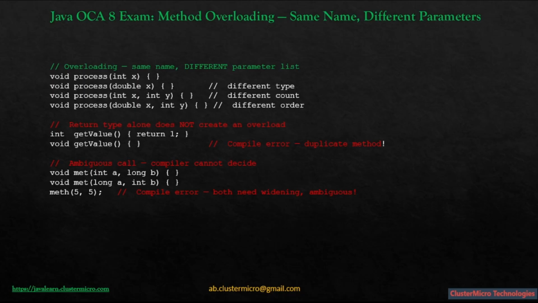Return type does not create an overload. If you have int getValue returning 1, and void getValue, it will be a compiler error because these two methods have identical names and identical parameter lists, both taking no arguments. The only difference is the return type, and that is not enough. The compiler determines which method to call based on the arguments passed, and since neither method takes any argument, the compiler cannot tell them apart at the call site.